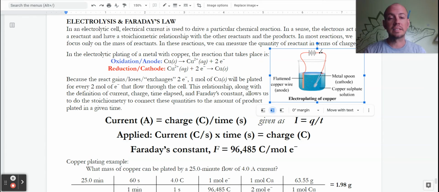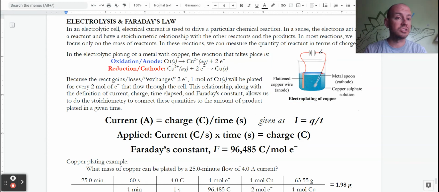But if I wanted to plate something with copper, what I would want to do is get copper ions to dissolve into solution at the anode from maybe a piece of pure copper. And then I would want those copper ions that are floating around in solution to be solidified back or turned back into solid. That would allow maybe some cheap metal spoon, something zinc or something else, to be plated with more expensive copper. This reaction gains and loses 2 electrons, 2 there and 2 there.